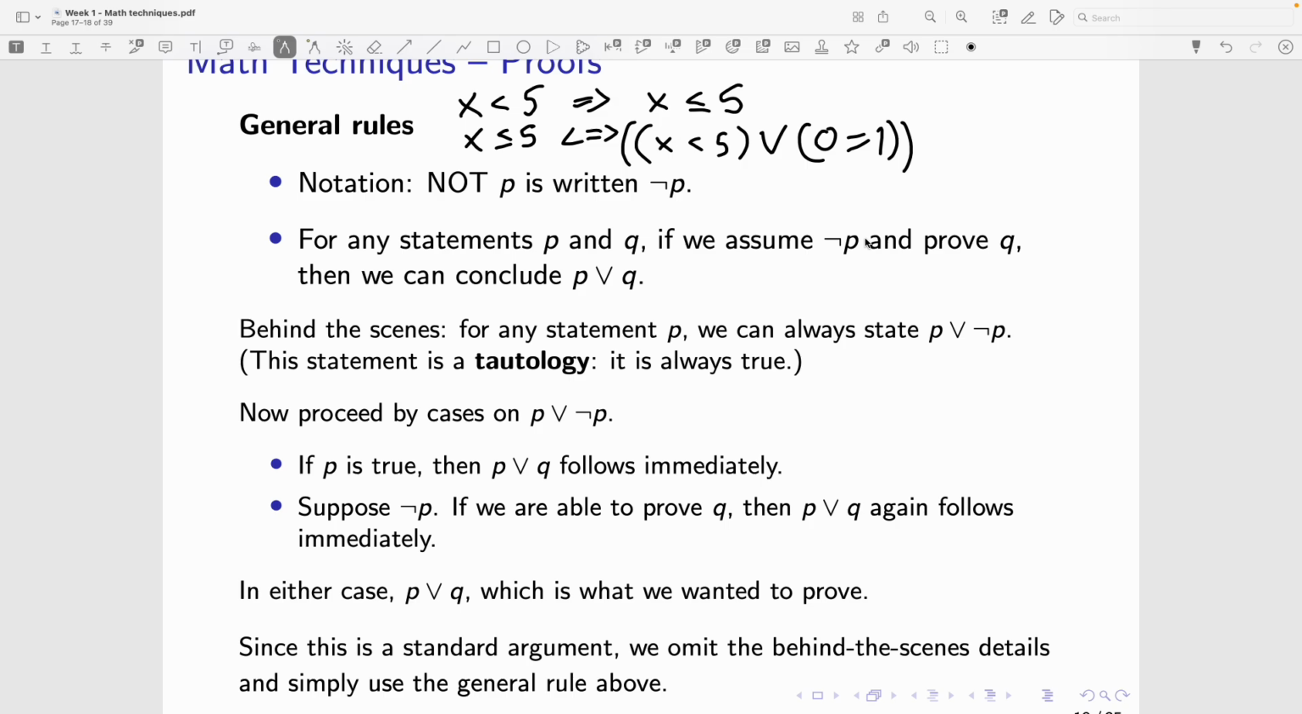So we know that x being less than 5 is true. Because of how or statements work, we know that at least one of these two statements is true. The other statement can be whatever we want. 0 equals 1? Who cares? That's obviously false, but to make an or statement true, at least one of its parts has to be true.